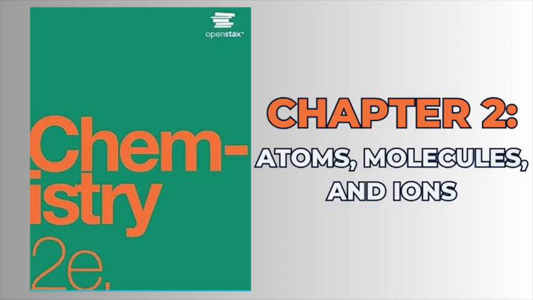Solution. In compound A, the mass ratio of oxygen to carbon is 1.33 grams O to 1 gram C. In compound B, the mass ratio of oxygen to carbon is 2.67 grams O to 1 gram C. The ratio of these ratios is 1.33 grams O per gram C divided by 2.67 grams O per gram C, which equals 1 to 2. This supports the law of multiple proportions.